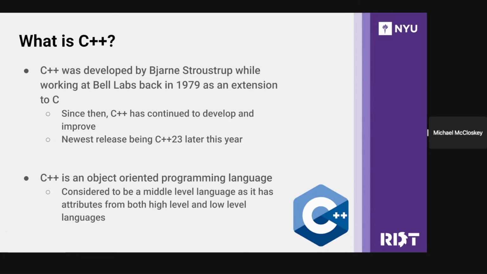C++ is an object-oriented programming language, and it's considered middle or intermediate level, which basically means that it has attributes from a high-level programming language that make it more user-friendly for people trying to program and develop, but it also gives you certain low-level access to machine commands and similar features from low-level languages.